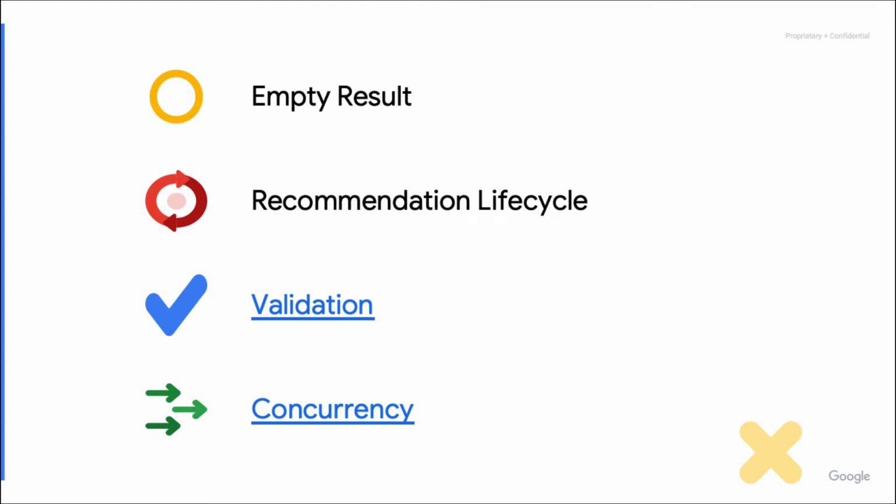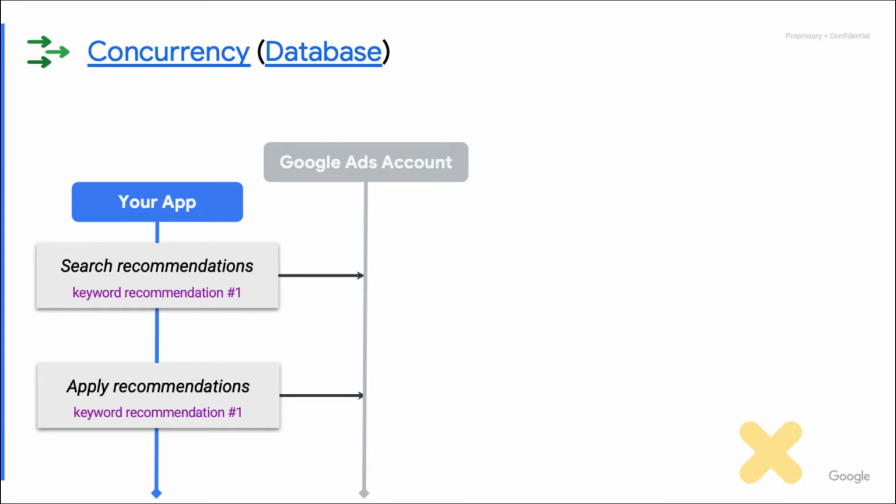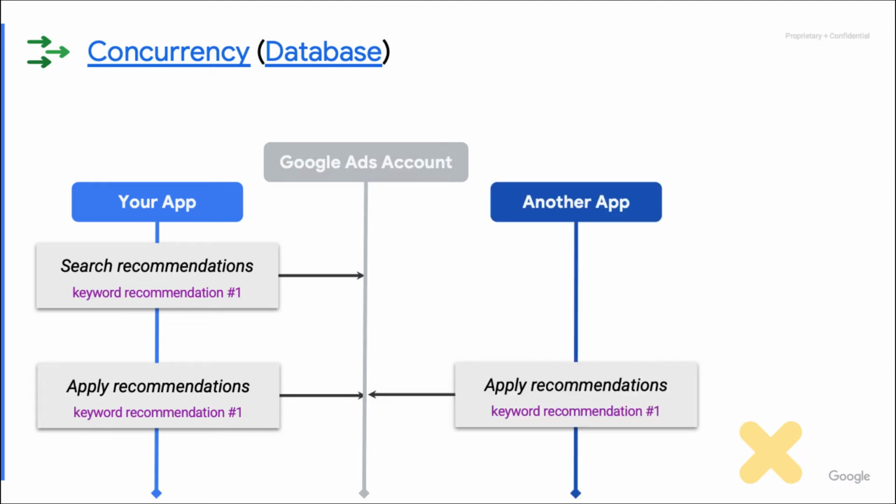Now, let's talk about concurrency issues. They happen when processes make concurrent requests that impact each other. We recommend to take these issues into account in the design because they can be fairly common depending on your applications and users. In this first example, imagine that your application regularly searches for and applies keyword recommendations for a Google Ads account. Now, imagine that another application you don't know sends a request to apply the exact same recommendation at the exact same time as you do.